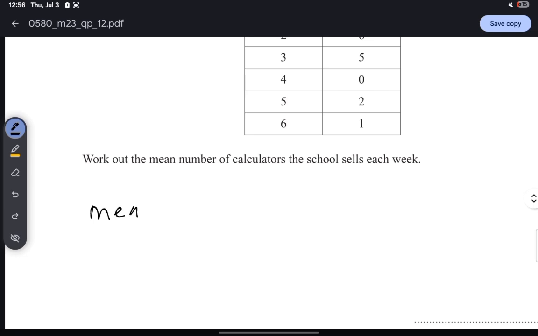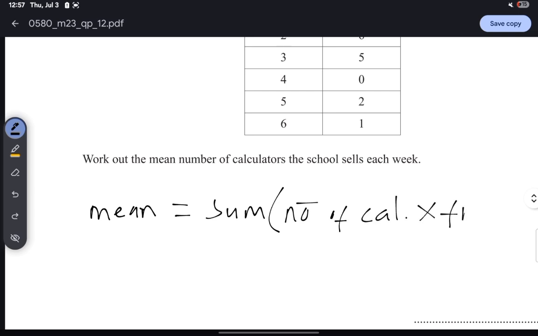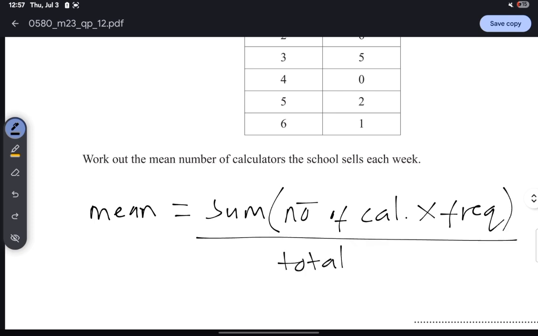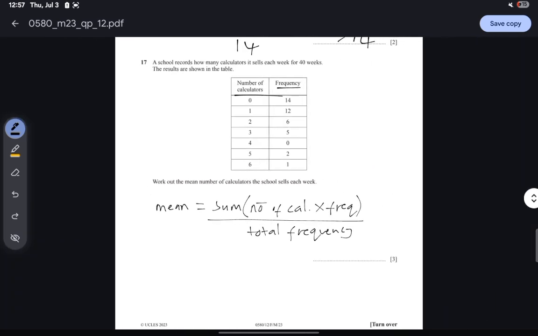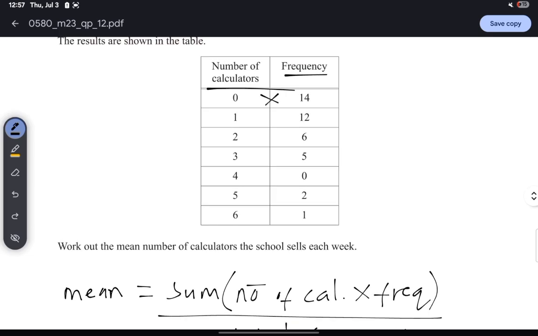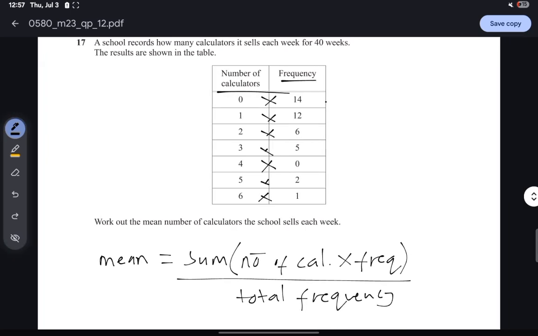Mean is equal to the sum, meaning we're adding the number of calculators times the frequency, over the total frequency. That's what we're going to do. So you say 0 times 14, 1 times 12, 2 times 6, 3 times 5, 4 times 0, 5 times 2, 6 times 1. Then you add all that.